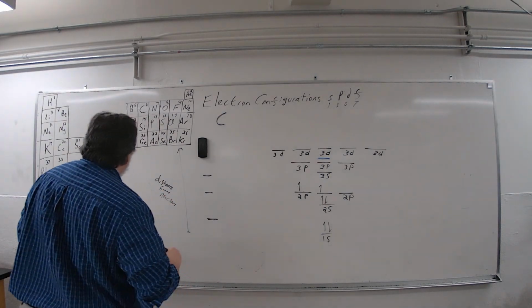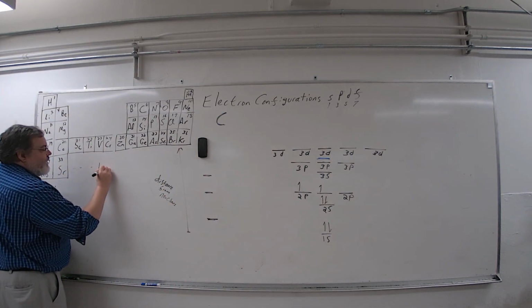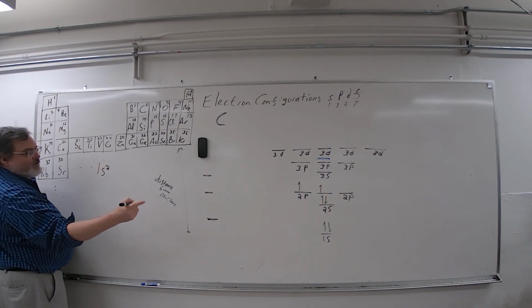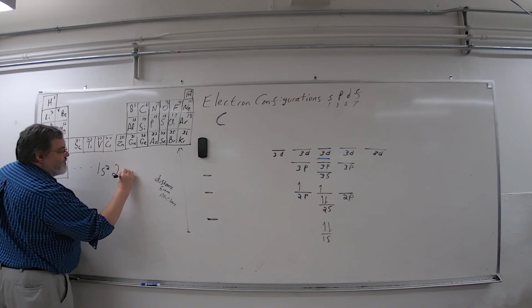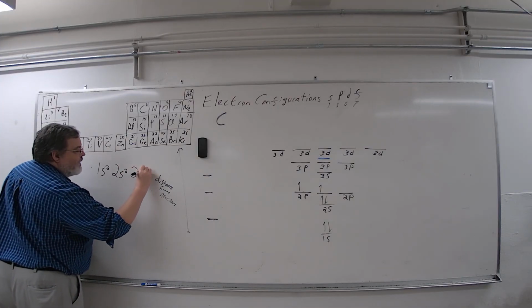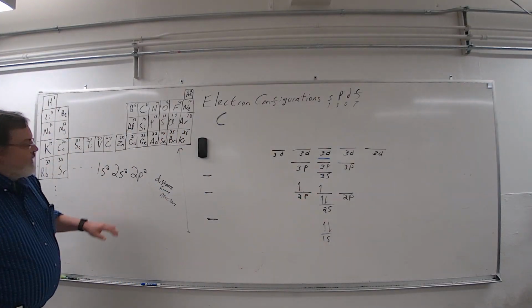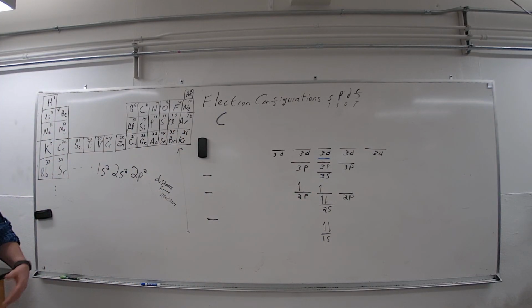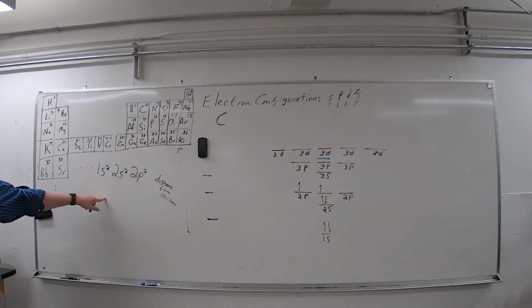Here's another way to represent it, which is the way you're usually asked in tests. 1s, the 2 tells me there's 2 in there. Then 2s is next, the 2 tells me there's 2 in there. And then 2p, there's 2 electrons in there. That's another way to represent the electron. So you're looking at 2 different ways to represent the electron configuration of carbon. There's one. This is another way.